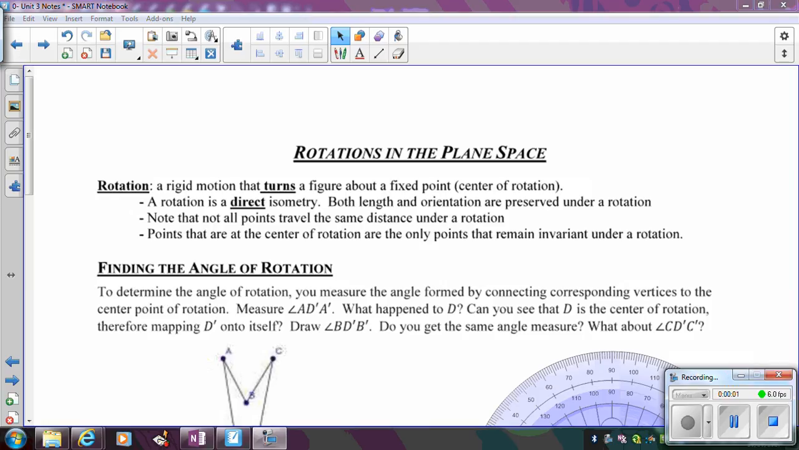In this video, we're going to learn about rotations in plane space. Before we get started, go ahead and grab your protractor and compass so that you have those for the video. If you don't have them, grab them and then we'll get started.